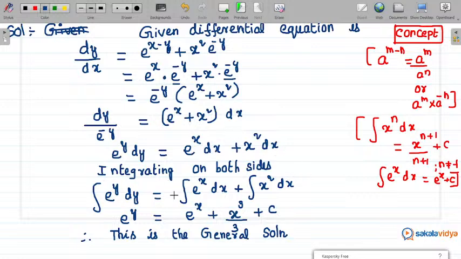Now integrating on both sides, integral of e power y dy equal to integral of e power x dx plus integral of x square dx. Integral of e power x dx is e power x. Integral of x to the power of n dx is x to the power of n plus 1 by n plus 1 plus c, where n does not equal minus 1. So integral of e power y dy is e power y equal to e power x plus integral of x square dx, x to the power of 2 plus 1, 3 by 2 plus 1, 3. So x cube by 3 plus constant of integration. So this is the general solution of the given differential equation.